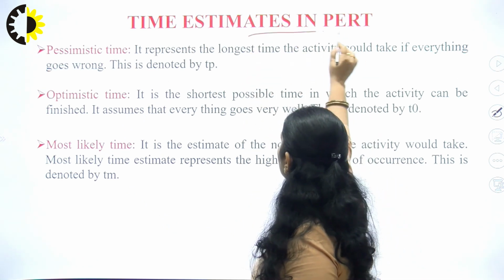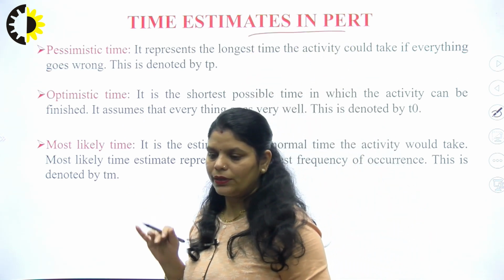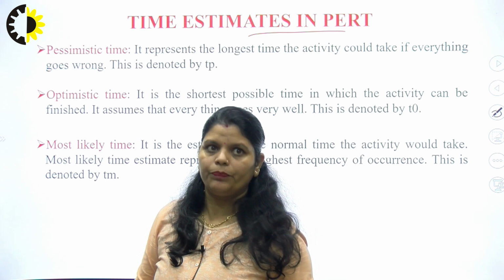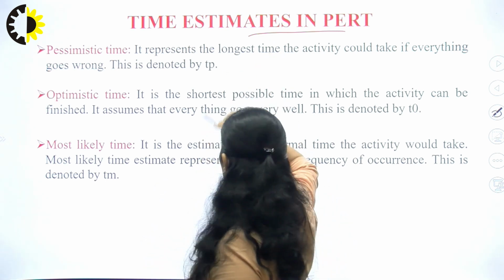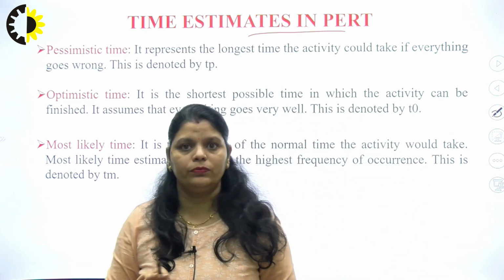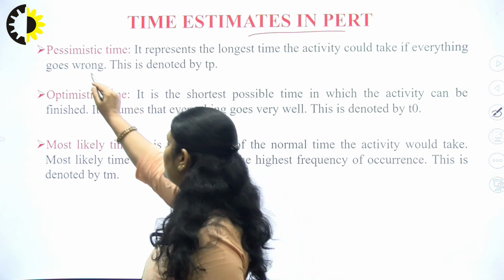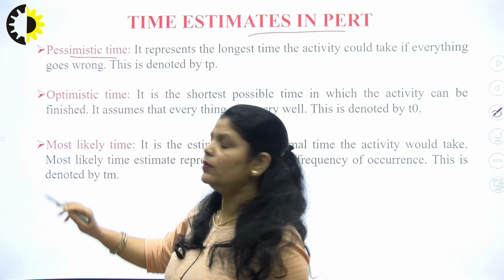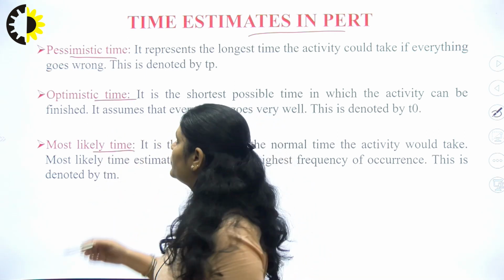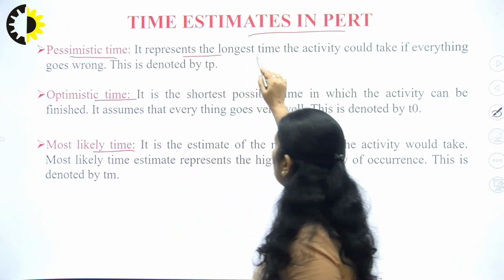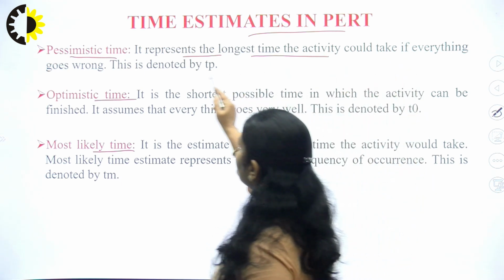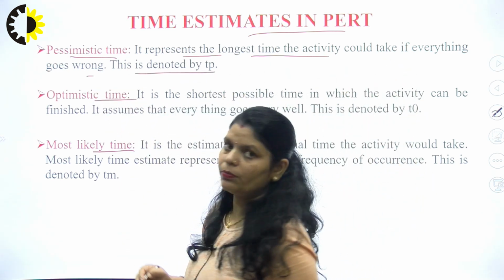Now the time estimates in PERT, because we have already discussed in the previous slide that there is uncertainty in the activity duration. So what are the time estimates in PERT? There are three different types of time we are going to discuss here. First is the pessimistic time, the second is the optimistic time, and the third is the most likely time. Pessimistic time represents the longest time the activity could take if everything goes wrong, and it is denoted by TP.